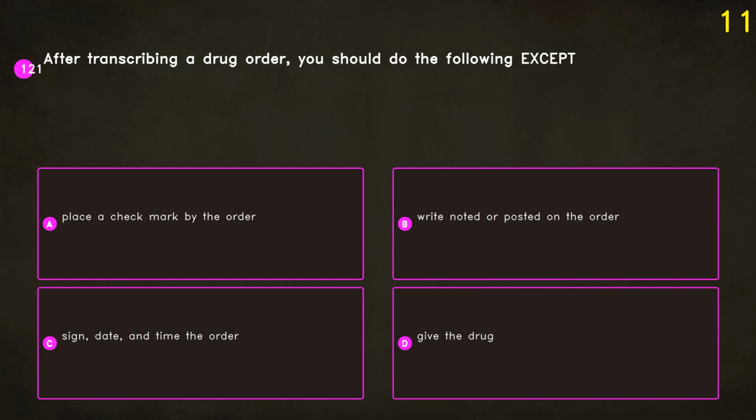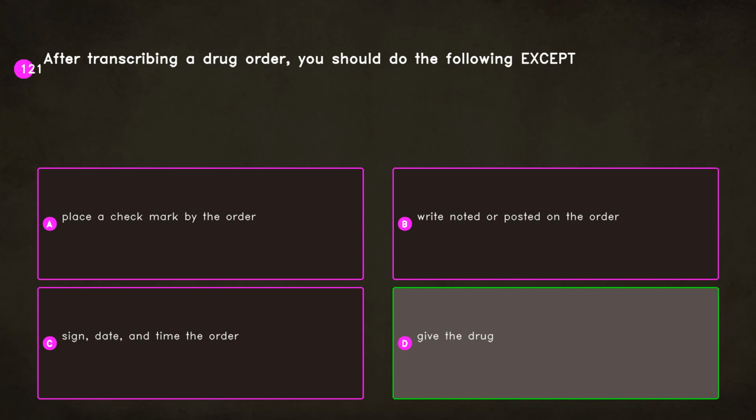Question 121. After transcribing a drug order, you should do the following except A. place a check mark by the order. B. write noted or posted on the order. C. sign, date, and time the order. D. give the drug. The correct answer is give the drug.